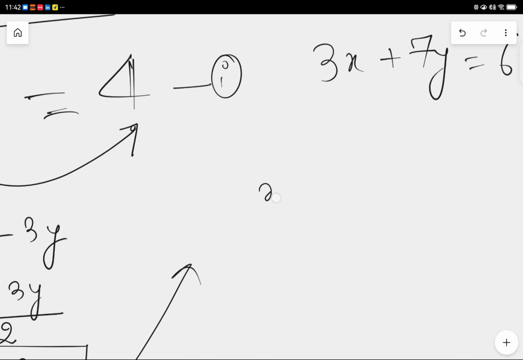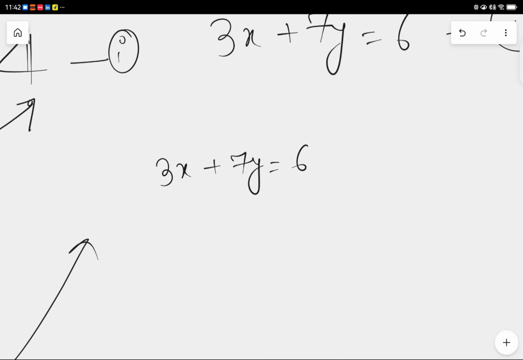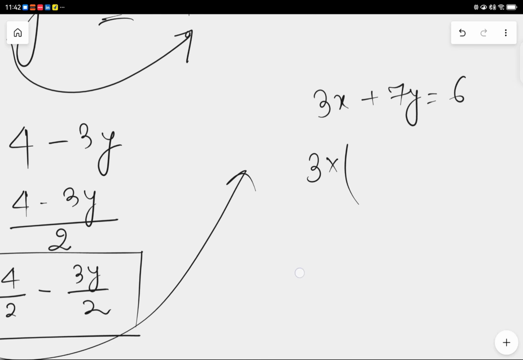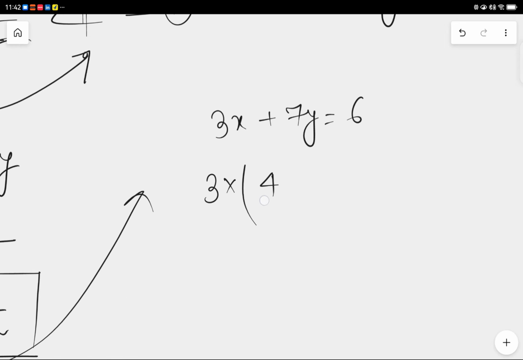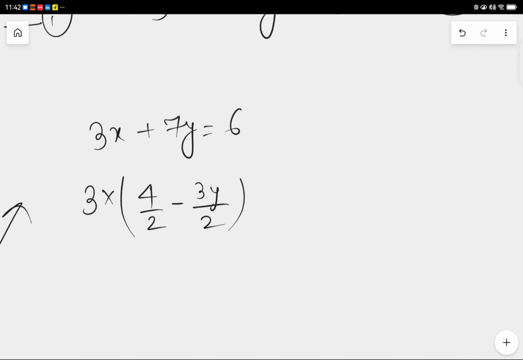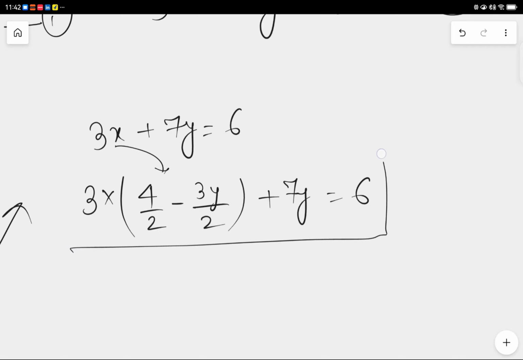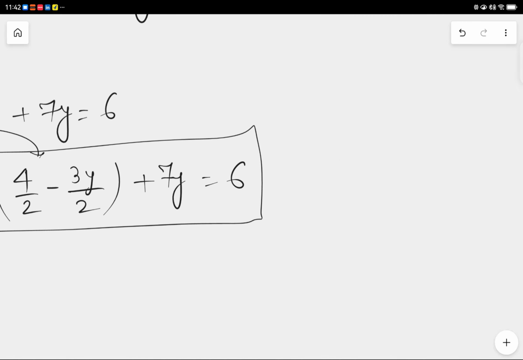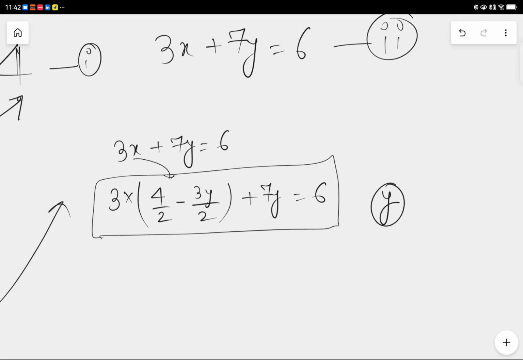So what was the second equation? 3x plus 7y equal to 6. Put in the value of x that you have got: 4 by 2 minus 3y by 2, plus 7y equal to 6. What happened when I substituted the x value? The entire equation has become a linear equation in only one variable. Now you can see the only variable involved is y. There is no other variable. So the method of substitution converts the second equation completely into one variable.